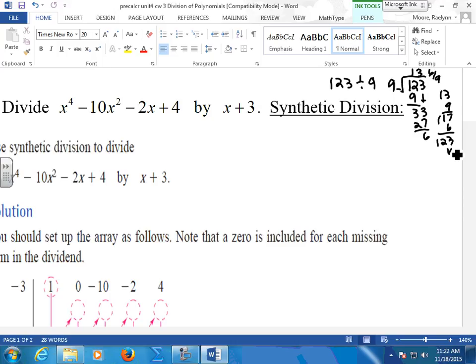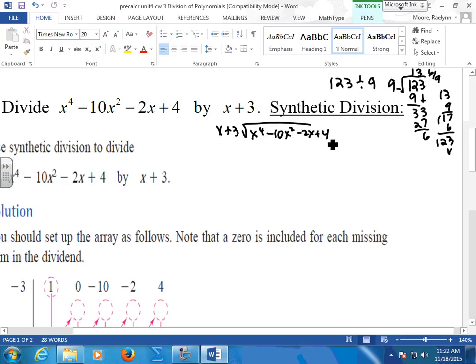And long division for this says, take x plus 3 and divide this into x to the 4th minus 10x squared minus 2x plus 4. I need a little space holder where I'm an x plus 3. And I can do this whole thing out, long division. It's long, it's cumbersome. So instead of doing long division, we use synthetic division. Yeah, we're not going to do it long division.